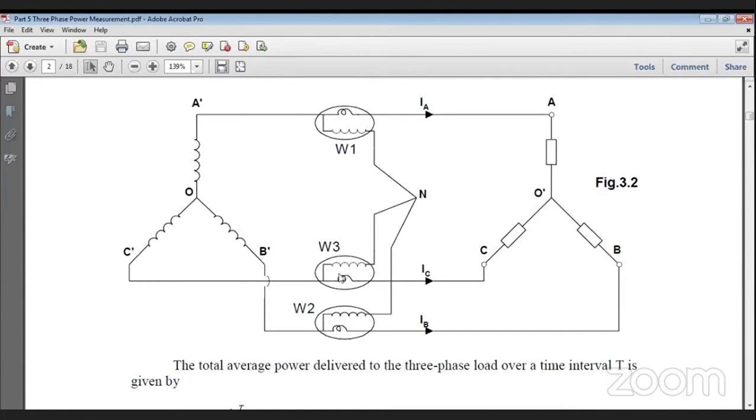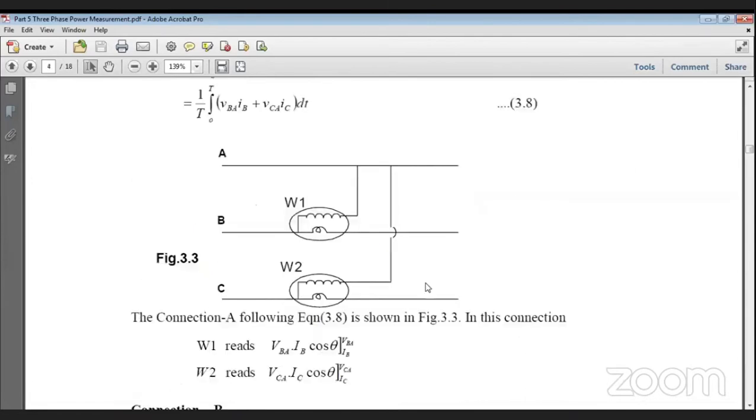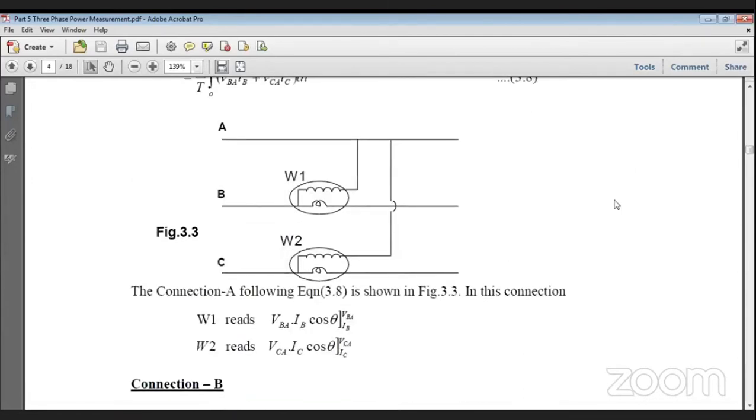then why should I use 3 wattmeters? Is there any reason that I should use 3 wattmeters? The answer is no. In our life, we never use 3 wattmeters. We use only 2 wattmeters. And the connection is that this point N will be on one of the lines. Which line doesn't matter. So the connection will be changed to something like this. See here, the point N is connected on line A.